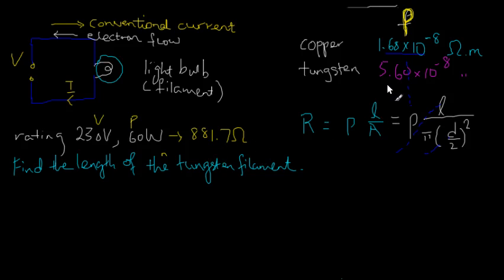Now, this value for the resistivity of tungsten is actually the value at room temperature. Okay, so this in brackets. This is actually the value at 25 degrees Celsius. Well, if that's the case, then what's the value at 3,000 degrees Celsius?